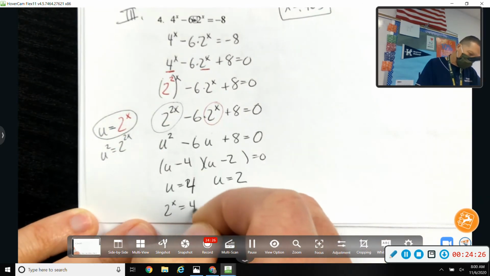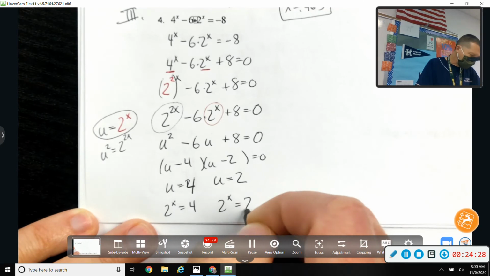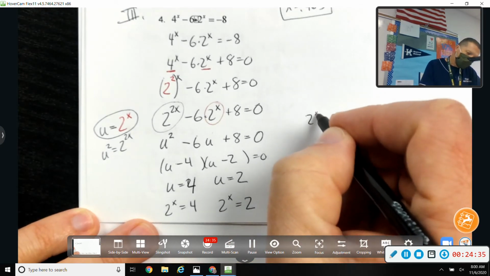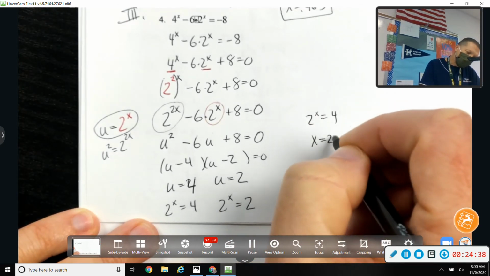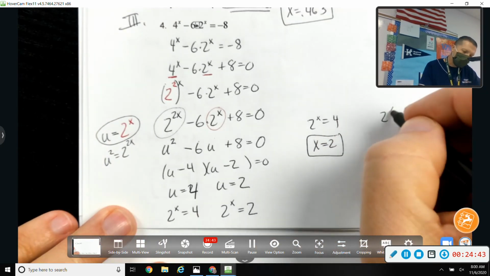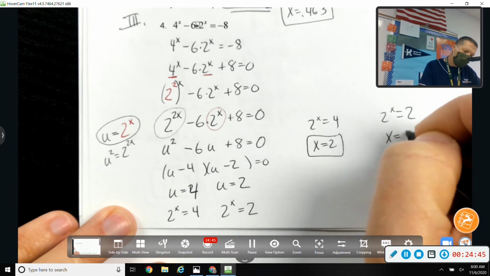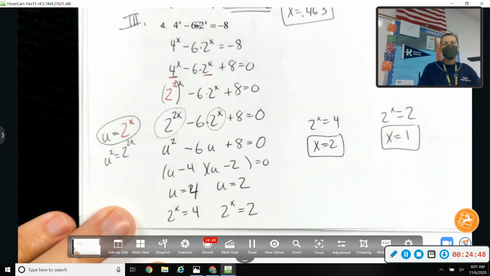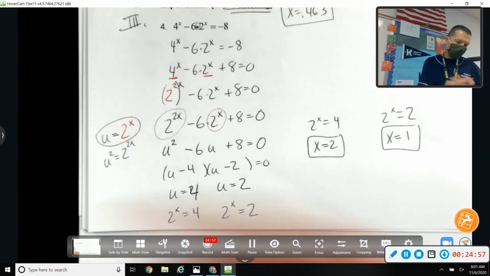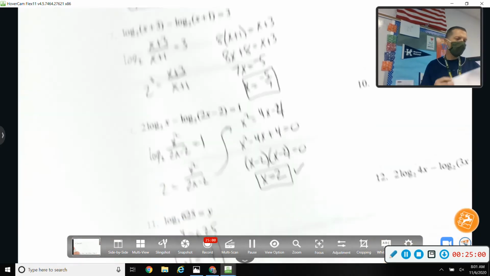Oh, this one worked out kind of nice. If 2 to the x equals 4, then x equals 2. I thought I was going to have to natural log both sides, but this one worked out. And that's it. We could check them if you want, but I'm tired of checking. They work.